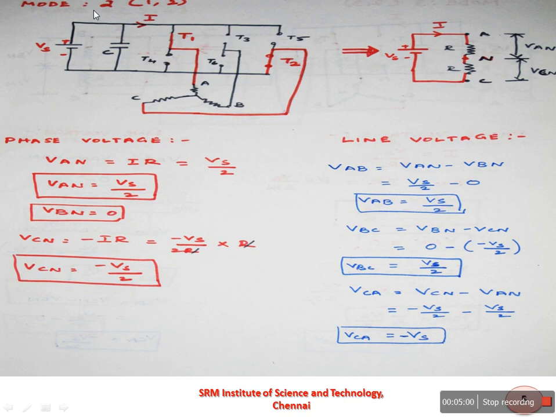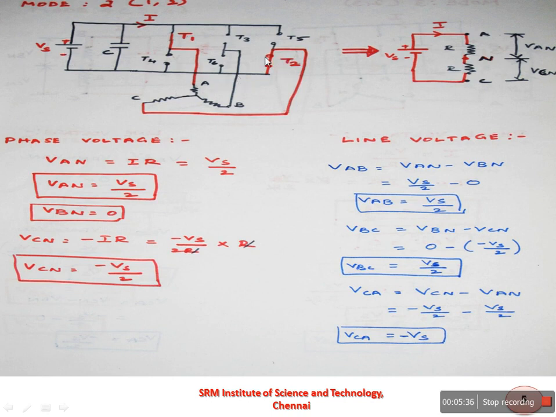Now coming to mode 2, thyristors 1 and 2 are conducting, which means phase A is connected to thyristor T1 and phase C is connected to thyristor T2. Thyristors T1 and T2 act as closed switches. T4, T6, T3 and T5 act as open switches. Phase A is connected to the positive of the supply input through thyristor T1 and phase C is connected to the negative of the supply input through thyristor T2.